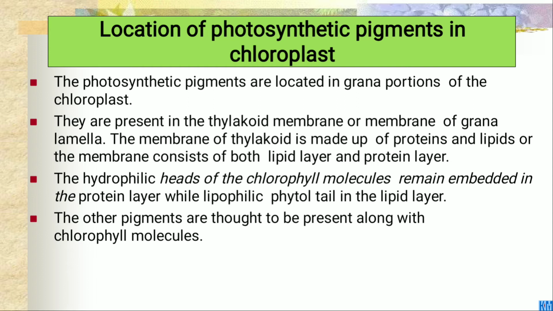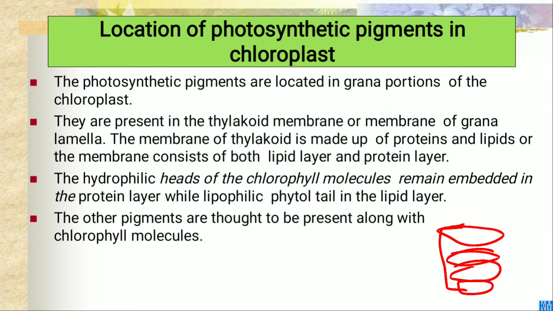Then the location of photosynthetic pigments in the chloroplast. Where are the photosynthetic pigments present? The photosynthetic pigments are located in the grana portion. This is the thylakoids, a stack of thylakoids, and this portion is called the grana. In the grana portion of the chloroplast the photosynthetic pigments, called chlorophyll, are present, and they are present in the thylakoid membrane or the membrane of the grana lamella.